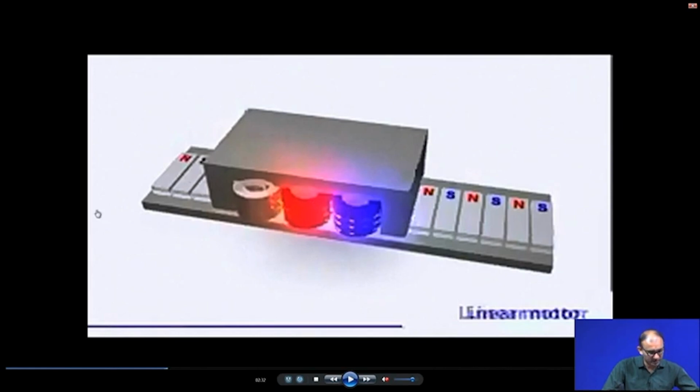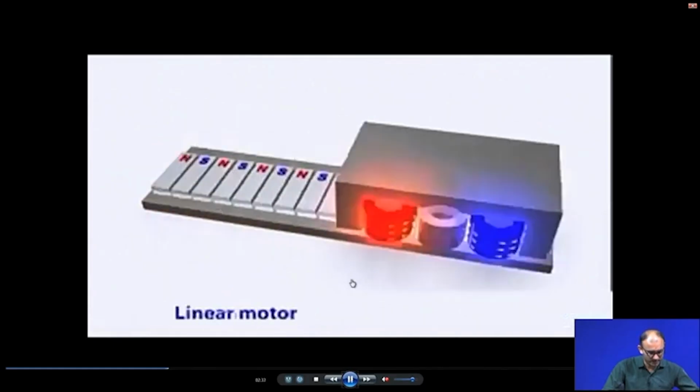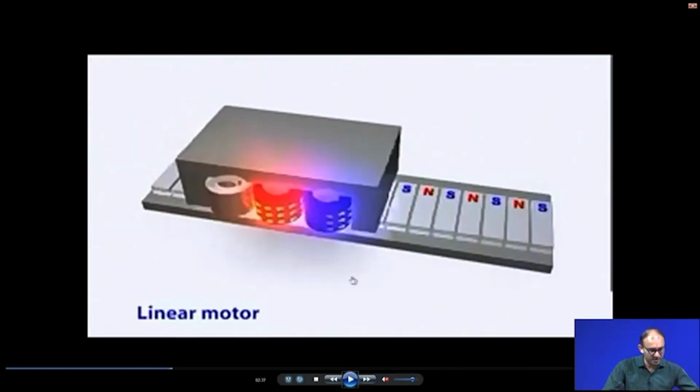We are unwrapping the conventional motor stator, and it becomes a flat surface. Whatever you put on top of that will move depending on how you switch the magnetic poles, and you will get the movement over this particular magnet. Now, you can see this is the magnet. So, this is the way a linear motor works.